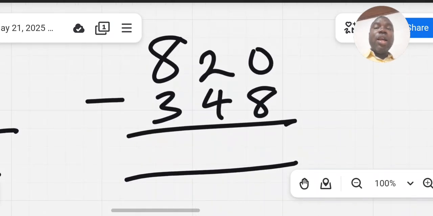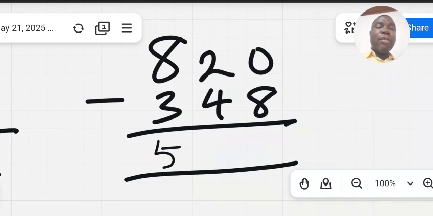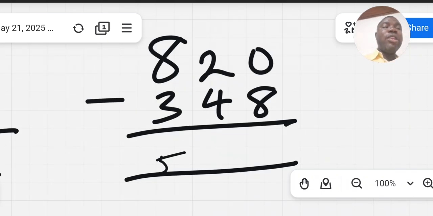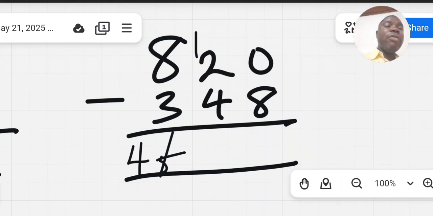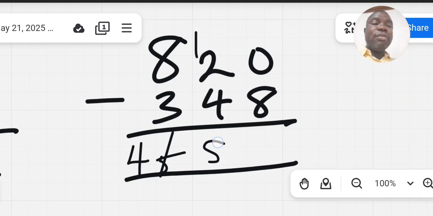Let's look at this. 8 minus 3 is 5. Right? Okay. So I've got 5. Now, 2 minus 4 is a negative number. So what do I do? I take 1 from this 5, remaining 4. I put the 1 here. Can you see that? So 12 minus 4, that gives me 8.